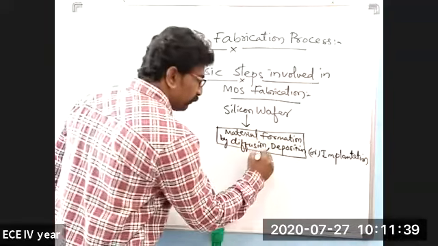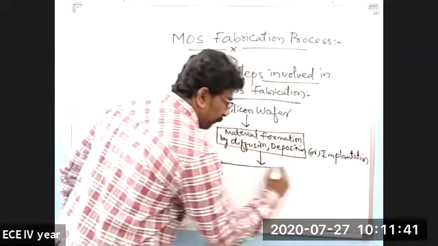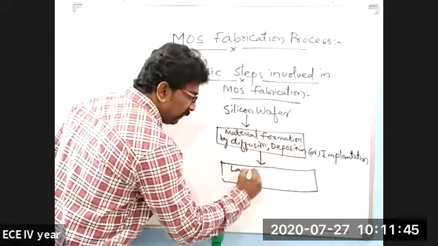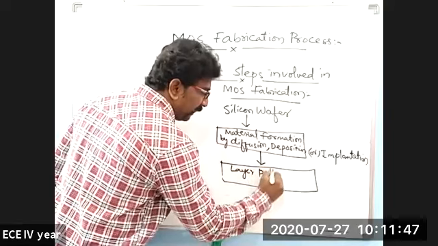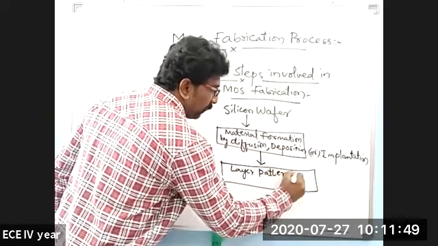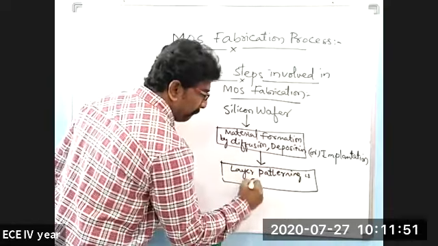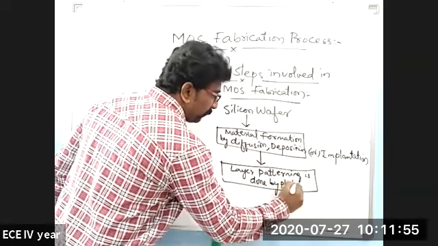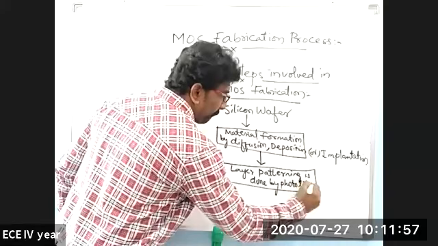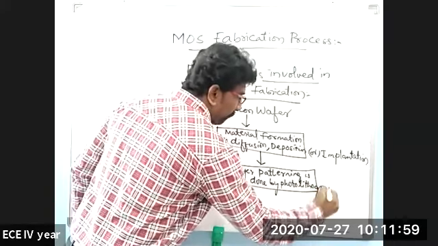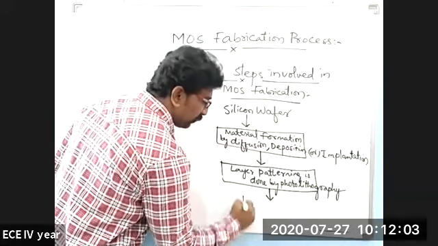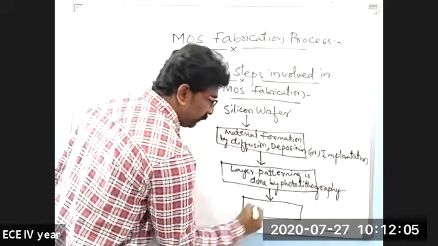The next one, layer patterning is done. Layer patterning is done by photolithography. And after the photolithography process, the last process will be etching.